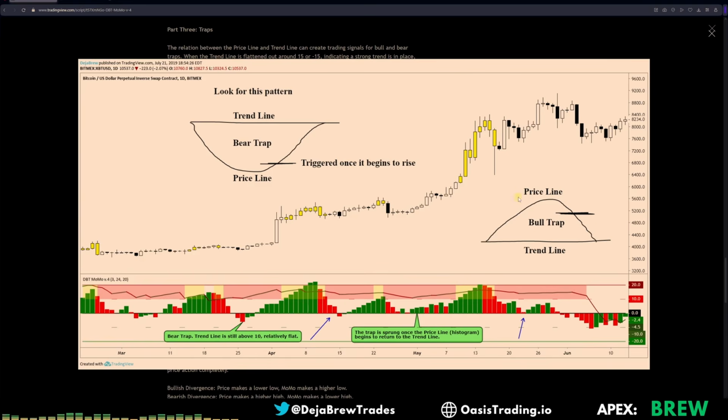Now for a bull trap, the trend line will be flat at -15. Doesn't have to be exact. It could be relatively around -15, but that shading will still be on. Your price line is pushing aggressively. Your price histogram, right, is pushing aggressively back to the upside, but then it starts to come back down. So you can look for when it starts to come back down right away, or when it gets back below zero and starts to show that momentum.